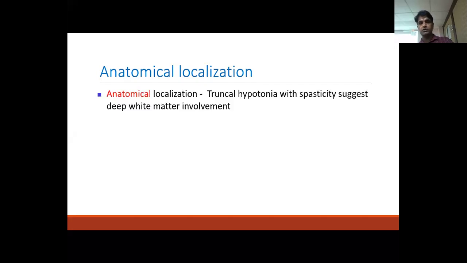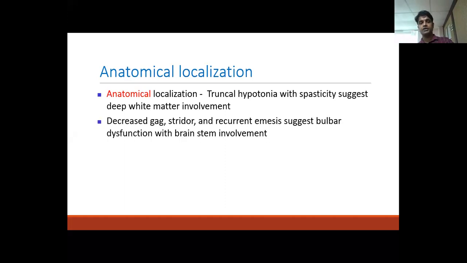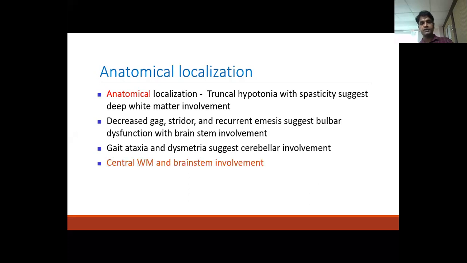Your truncal hypotonia with spasticity suggests a deep white matter involvement. Now your decreased gag, stridor, and recurrent vomiting will suggest a bulbar dysfunction with brainstem involvement. Now gait ataxia and dysmetria would suggest a cerebellar involvement. So essentially the central white matter and brainstem involvement.